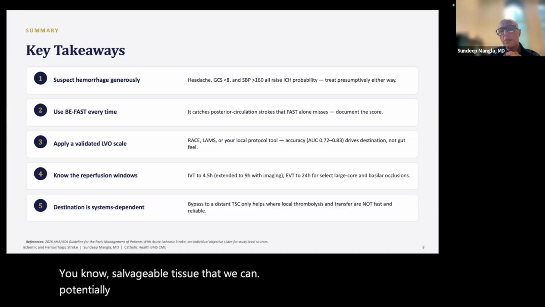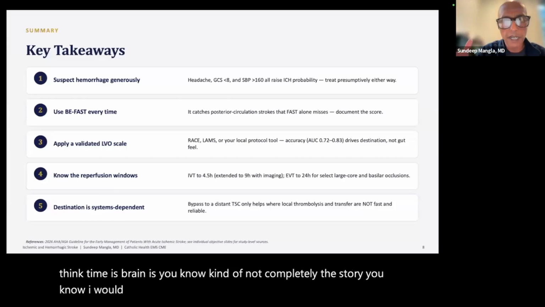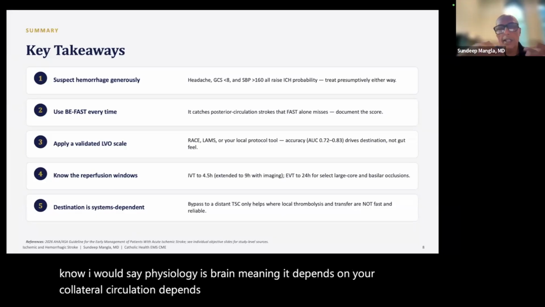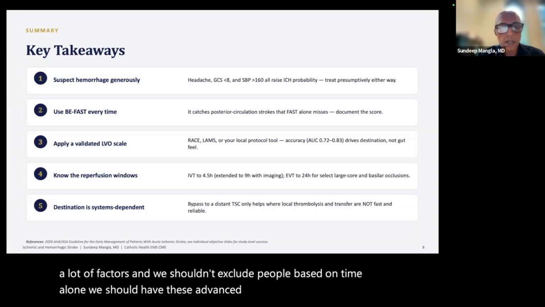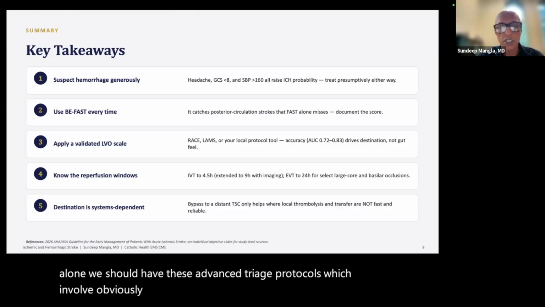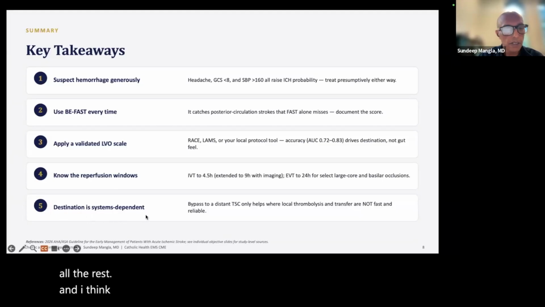And I know time is brain, but I think time is brain is not completely the story. I would say physiology is brain, meaning it depends on your collateral circulation, it depends on where the stroke is, it depends on a lot of factors. And we shouldn't exclude people based on time alone. We should have these advanced triage protocols, which involve obviously clinical exams and imaging and all the rest. And I think destination, as Brian mentioned, is systems dependent. It really depends on your local area.